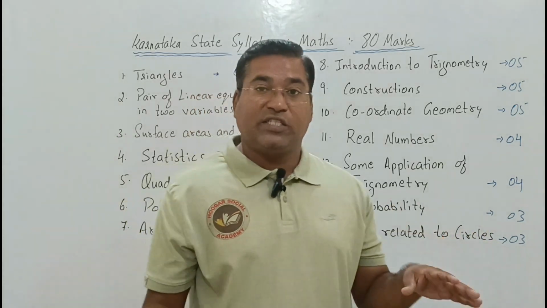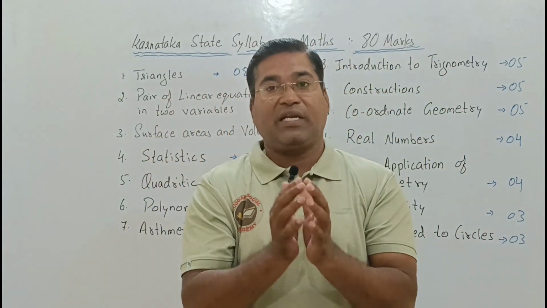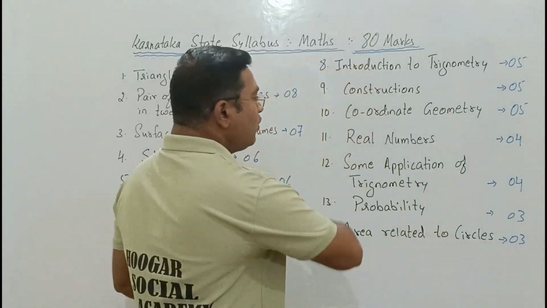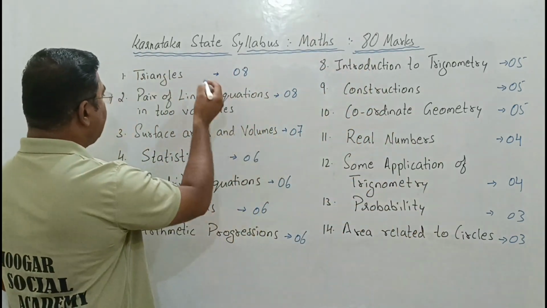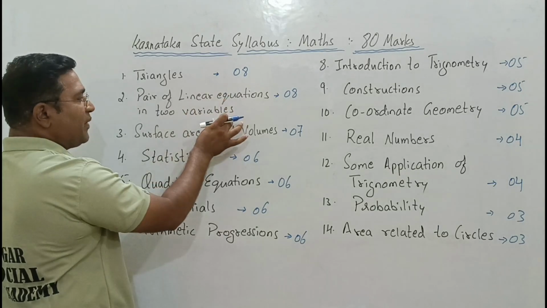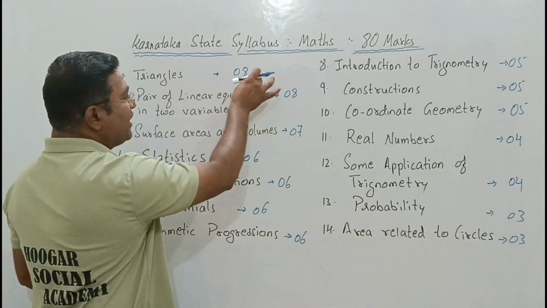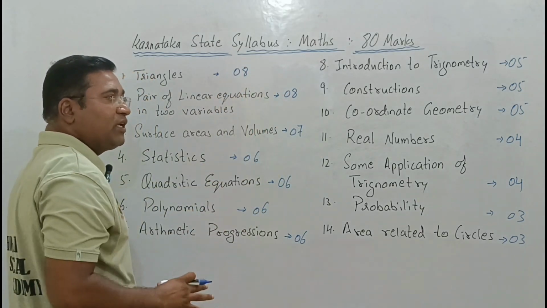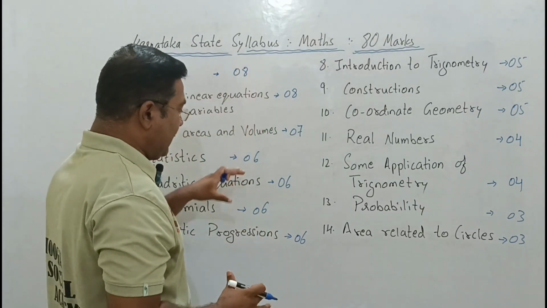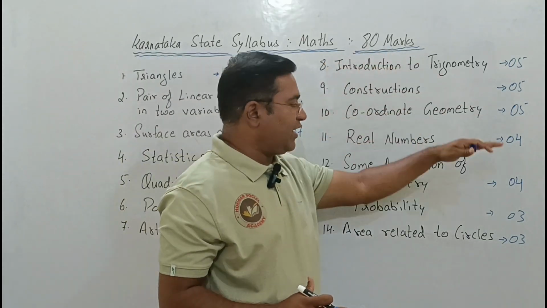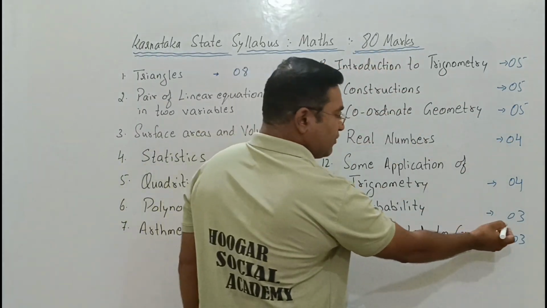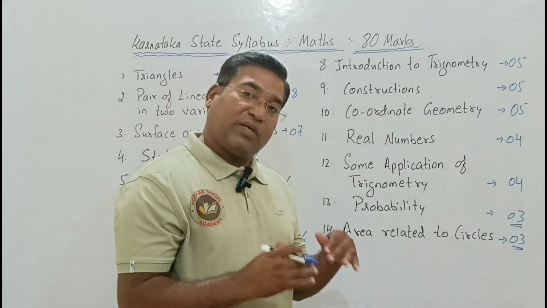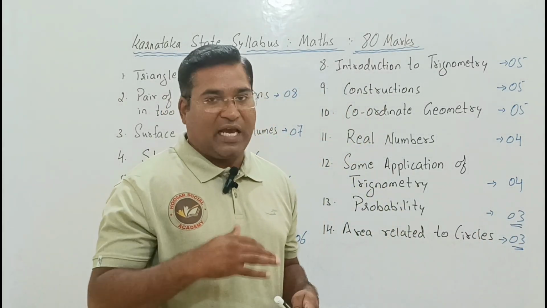In this form, all our chapters are divided on the basis of their weightage. Among all the 14 chapters, the first 3 topics, triangles, pair of linear equations and surface areas and volumes, carry 8, 8, 7, almost 22 marks, from these 3 chapters. The rest are 6, 6, 6, 6, 5, 5, 5, 4, 4, and the least is from probability and areas related to circles, on the basis of the marks allotted.